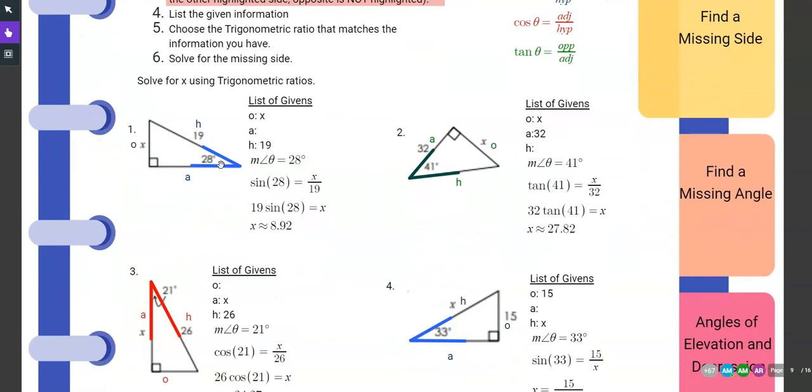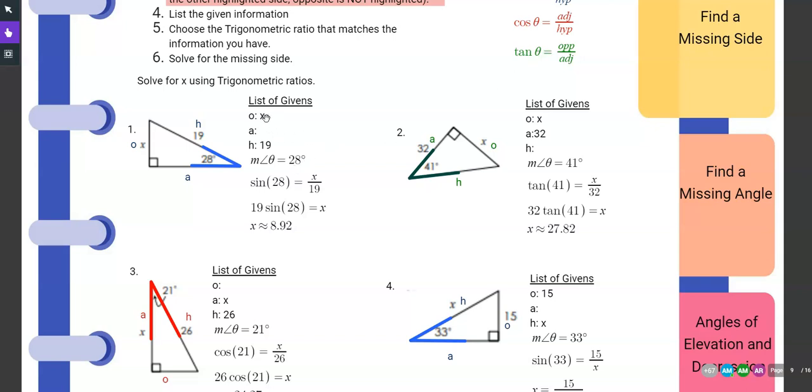So here we have this angle. This is the one they gave us information about, so I highlighted it. My adjacent side is this side down here. My hypotenuse is 19, and my opposite is x. So O is x. A, I have no information. H is 19, and the measure of theta is 28.